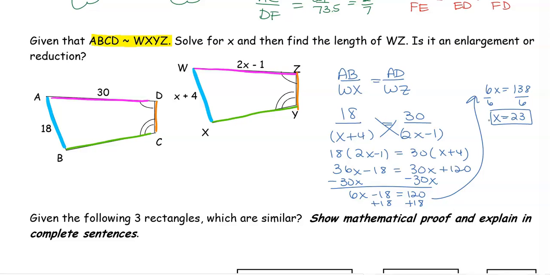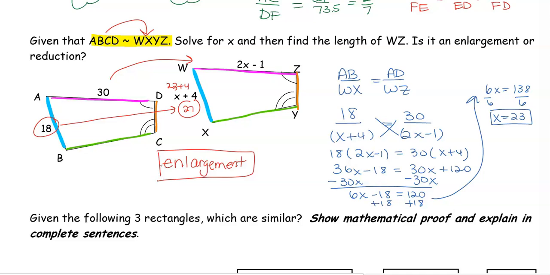Is it an enlargement or a reduction? And remember, this is based on the similarity statement. So I'm going from ABCD to WXYZ. If I start here and I go to here, are my numbers getting bigger or smaller? If x is 23, 23 plus 4 is 27. So I'm going from 18 to 27. I'm getting larger. Therefore, this is going to be an enlargement.